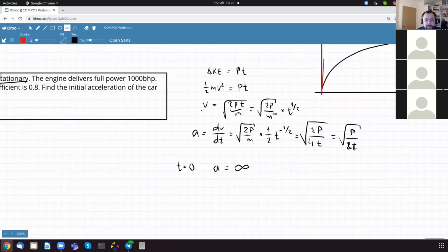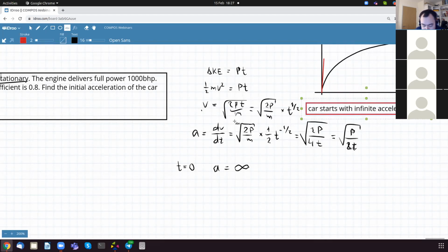According to this, the problem is that the car starts with infinite acceleration, which is not possible. It is not possible.